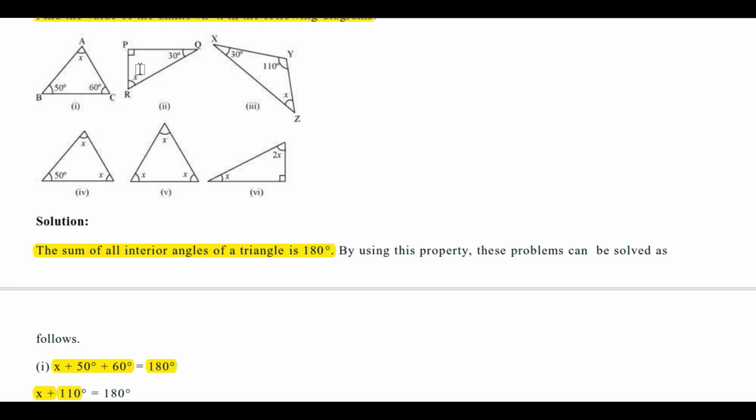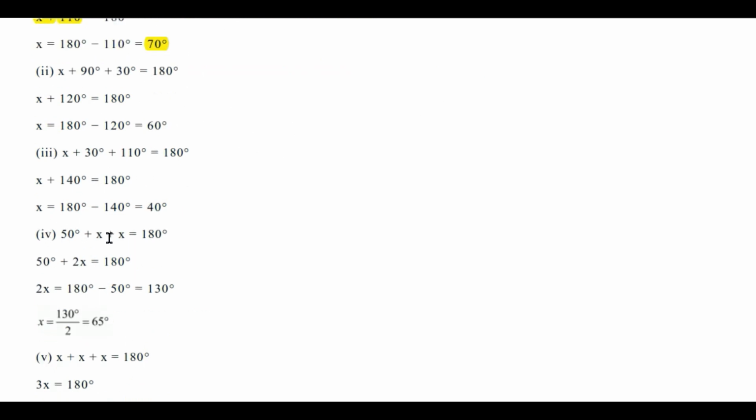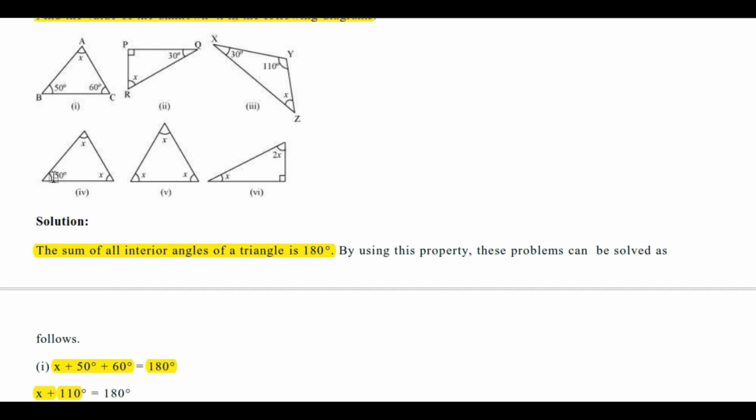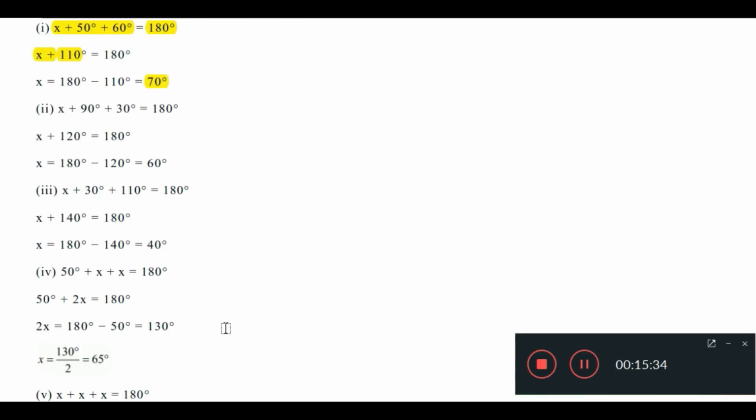Like this we have to do this question and this question. Now I'm going to start question number 4, I mean the fourth part of this question. 50, x and x, we can see 50, x and x. Here we have one, two, three angles, and two angles are not given, which are x and x. So here 50 plus x plus x equals 180 degrees. So 50 plus 2x equals 180.